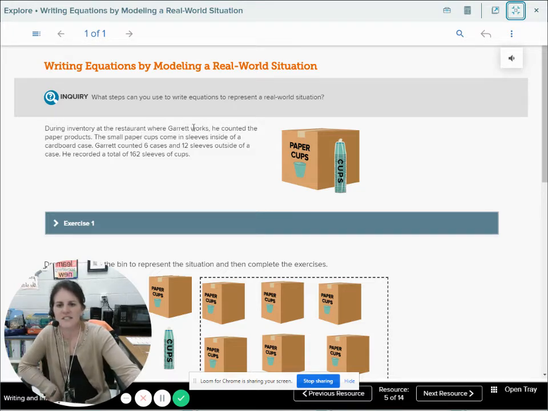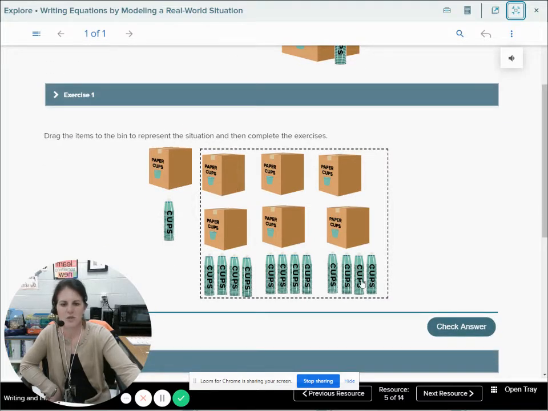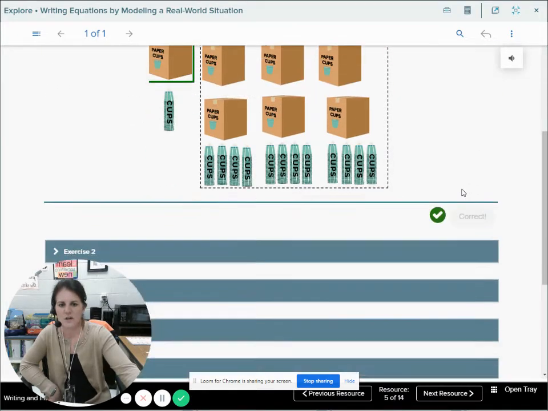In this problem it says that Garrett counted paper products. The small paper cups come in sleeves inside of a cardboard case. He counted 6 cases and 12 sleeves. So I went ahead and drew out the picture for us. We've got the 6 cases and then we've got the 12 sleeves. We can check that and we are correct.